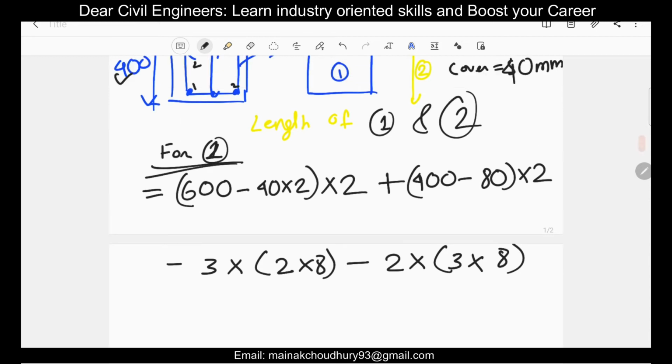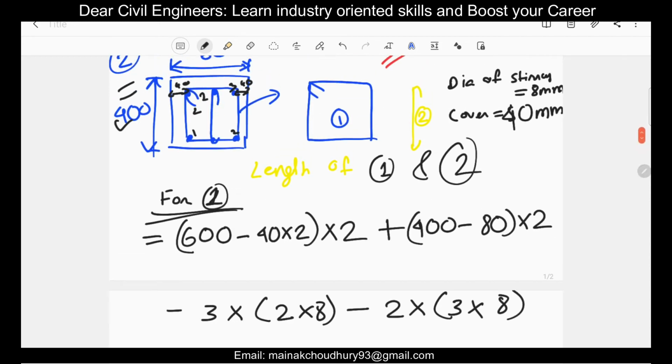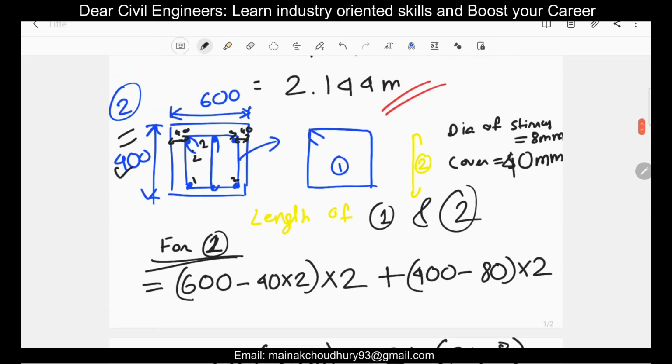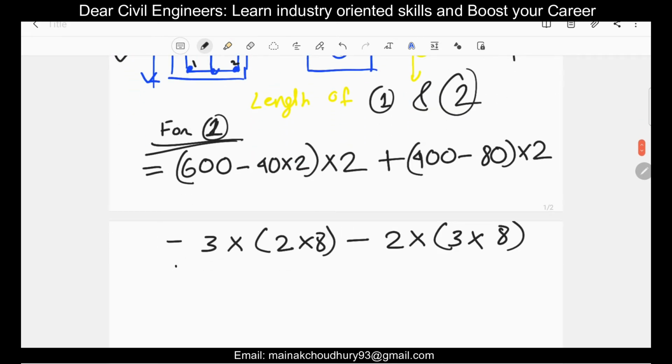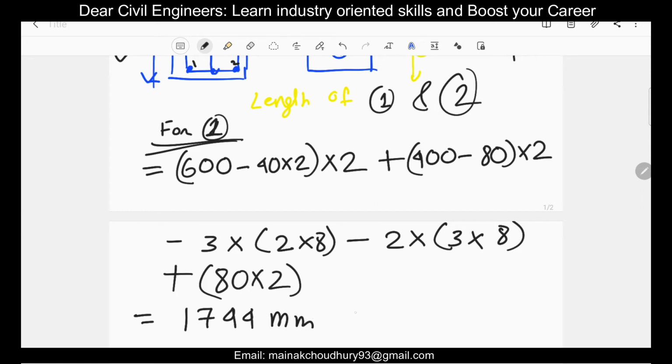So now after the deduction, there also will be addition for your hooks here, that is the two hooks. As you can see, these two hooks, there will be addition for that also. So plus that will be, we are taking 10d, so it will be 80 into 2. So if you calculate the total length, it will be 1744 mm, or equals to 1.744 meter. So this will be the total length.